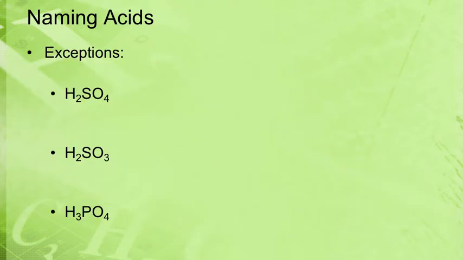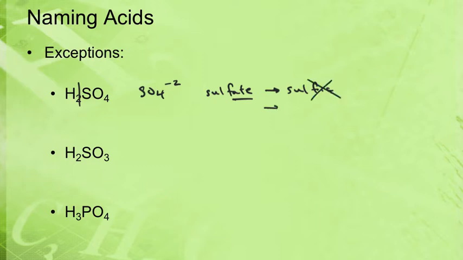As always, here are some notable exceptions. H2SO4, so this would be an oxyacid, right? Because it's got oxygen in it. It starts with a hydrogen. If we split the hydrogen off, this is a sulfate ion, SO4, -2 charge. Now, you might think that the -ate here, changing to -ic, would just become sulfic acid. That's not correct. What actually happens, it's very similar. It's close. This is sulfuric acid, which you might have heard of before. That stuff's in car batteries.